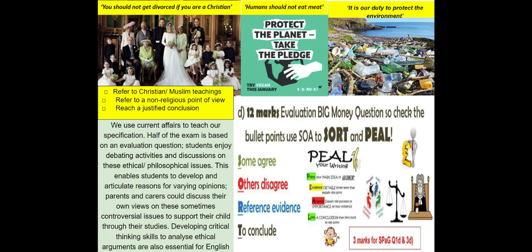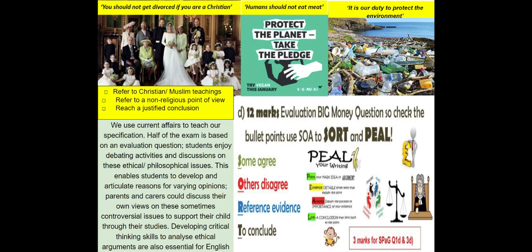Within the examination, there are 4 questions per topic that students need to answer. These are split into questions A, B, C, and D, which you will see later. The D question, however, colloquially known as the big money question, is where students are awarded the highest amount of marks and is equal to the A, B, and C question combined.